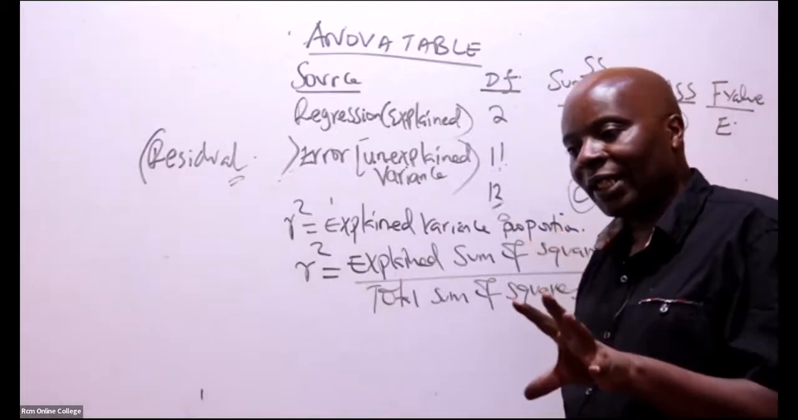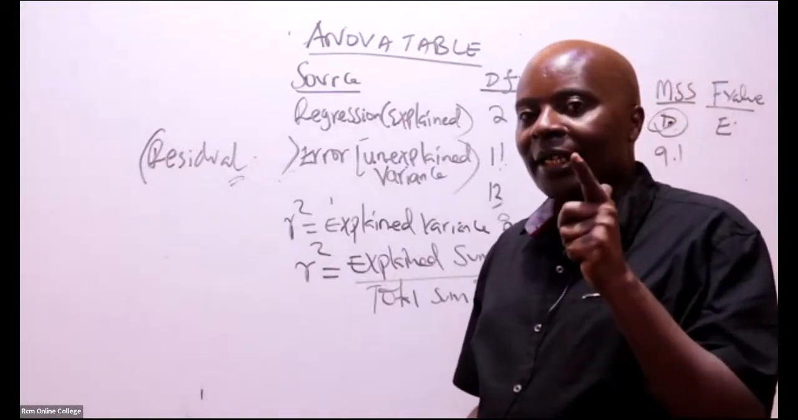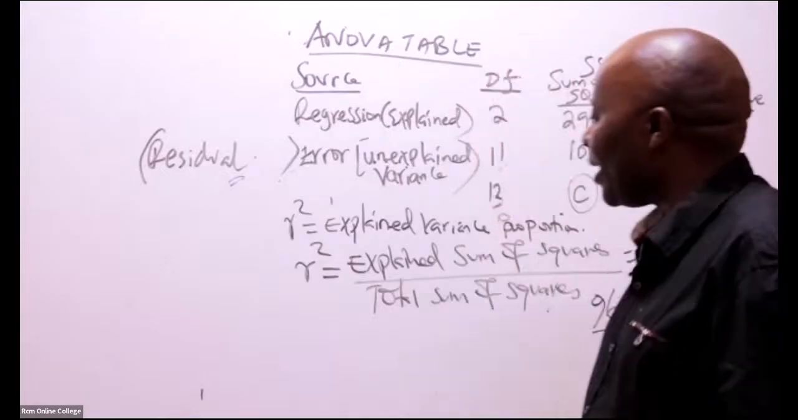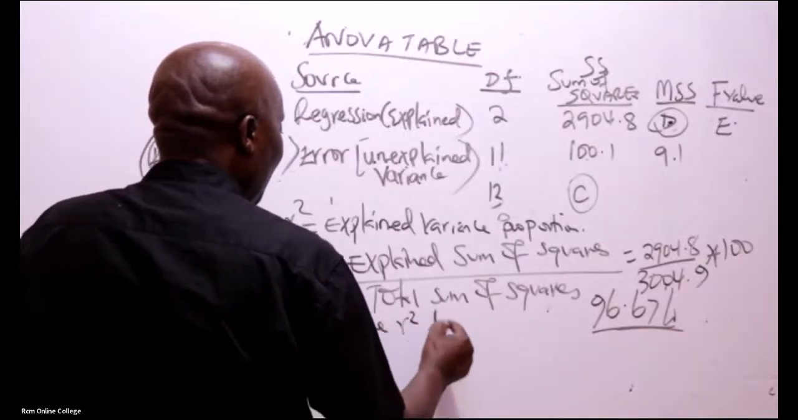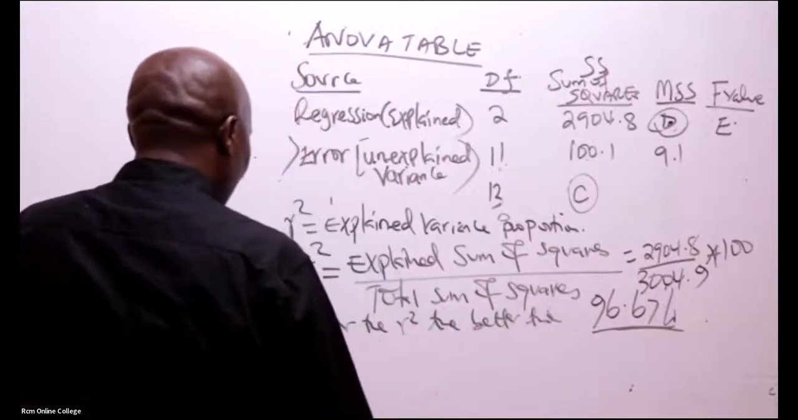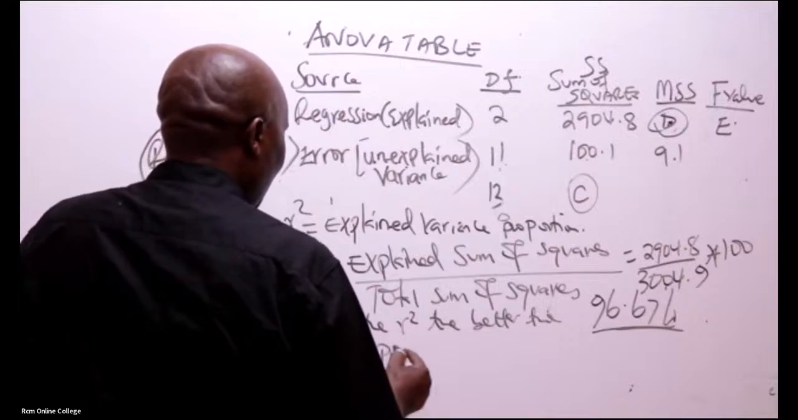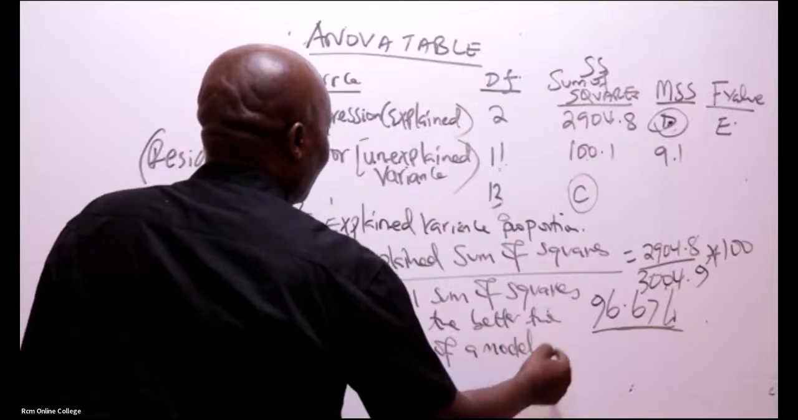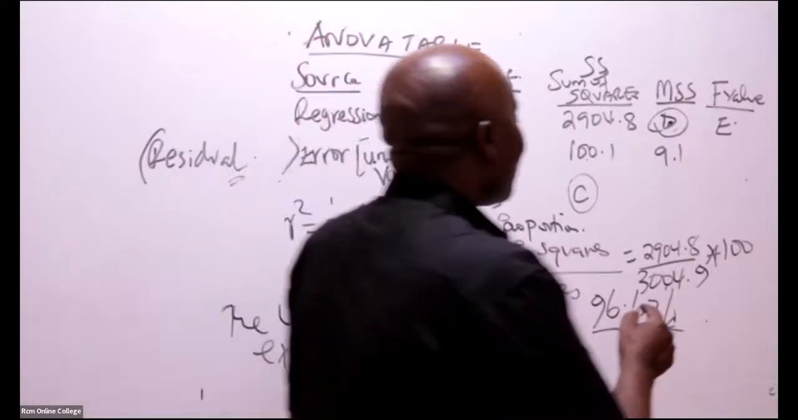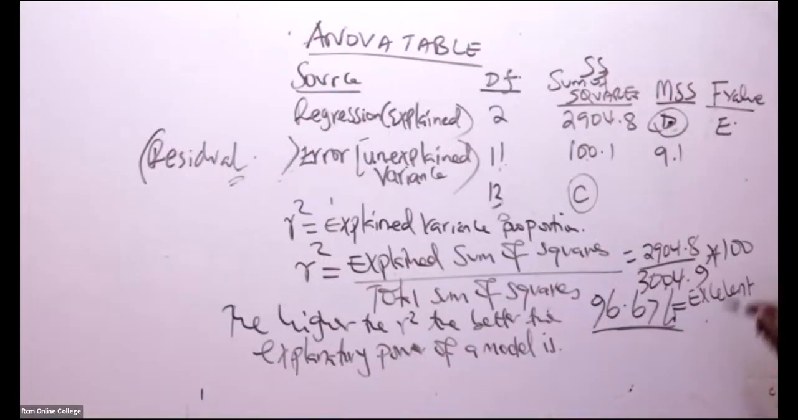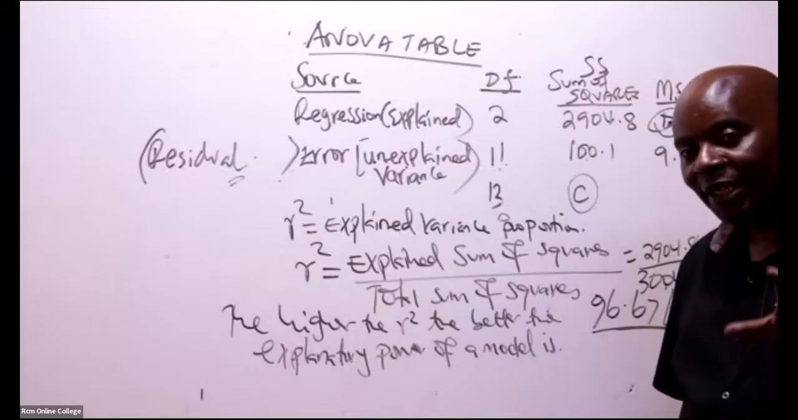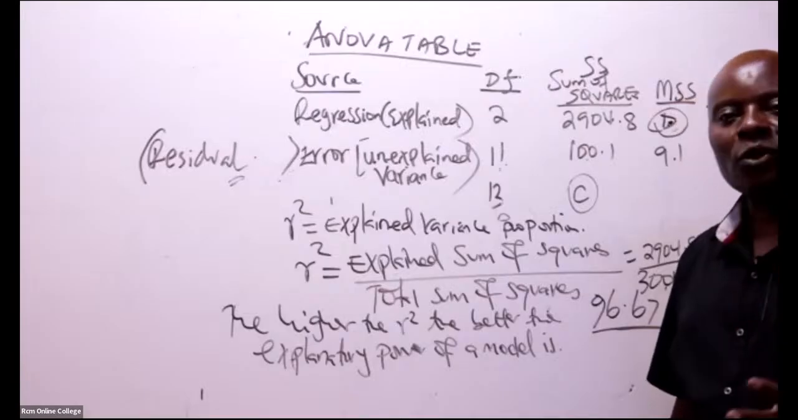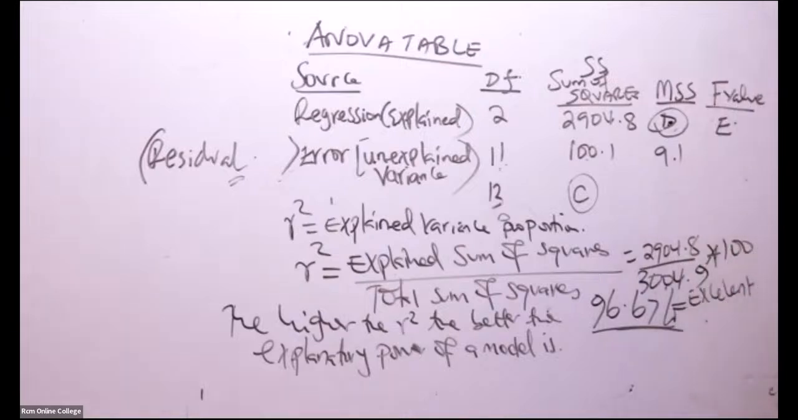Now, ladies and gentlemen, please write there that the higher the R square, the better the explanatory power of a model is. Like now, this is very high. This is excellent. Because in terms of variations, we are able to explain up to 97%. We can only not account for 3%. This is really good. This is exceptional. So the higher the R squared, the better the explanatory power of a model is.